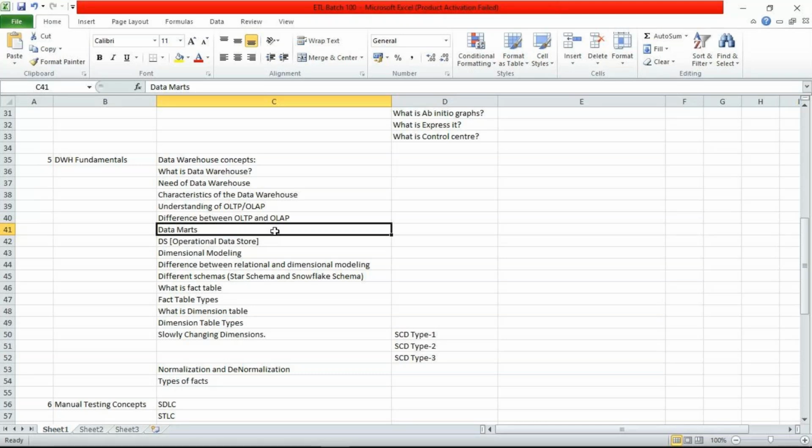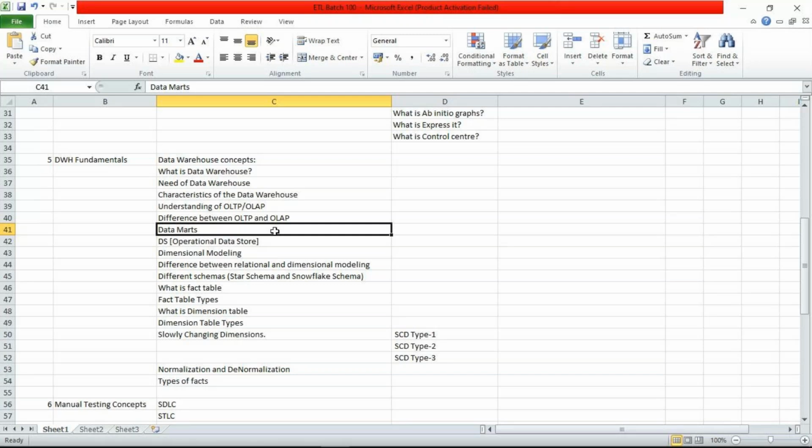So what are data marts? These are specific to a subject. Each room is assigned for each purpose. Let's consider an example of an engineering college. Let's consider the engineering college as a data warehouse. So the data warehouse consists of data marts, right?